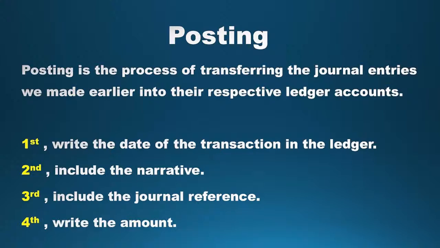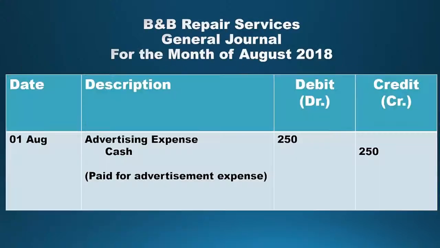3. Third, include the journal reference. This is the reference to the journal entry where the transaction was first recorded, for example, J1 for the first journal page. 4. Fourth, write the amount. Finally, we enter the amount in either the debit or credit column, depending on how the account was affected. Let's begin with the first transaction from August 1, and I'll show you exactly how this works.